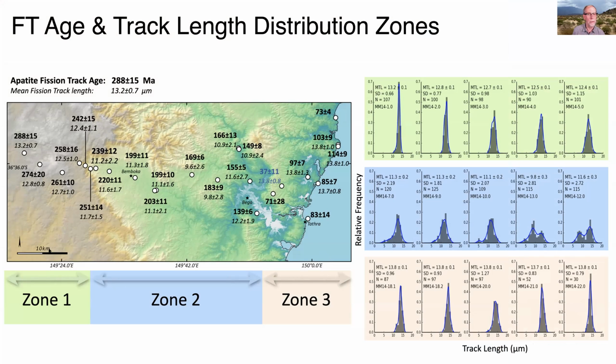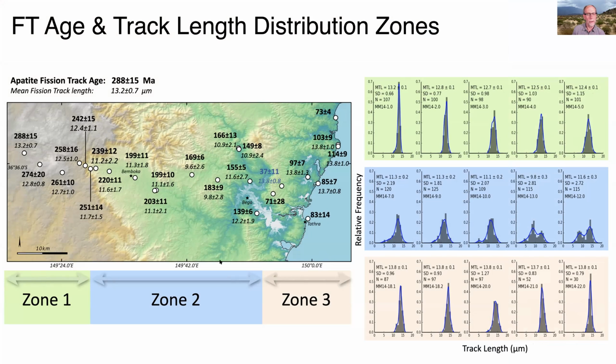We see that the ages fall into 3 zones. Zone 1 varies between about 240 million years and about 290, with mean track lengths of between about 12.5 and 13.5 microns, and unimodal track length distributions slightly negatively skewed, which is typical of an older slow cooling event.